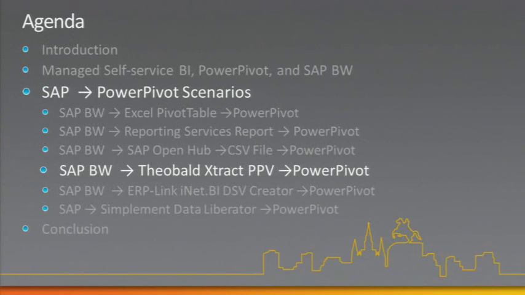So let's look at a couple or three other scenarios. And here's where we're starting to involve third-party vendors. Theobald has an extractor for Power Pivot. They also have components to load data into Reporting Services and Integration Services. They've got a .NET component. We'll also look at ERP Link and Simplement. And what's been very interesting to me is these three vendors have totally different ways of getting at the data.